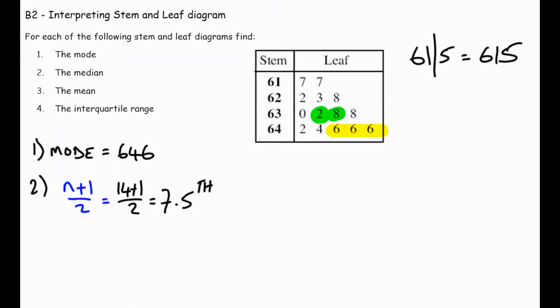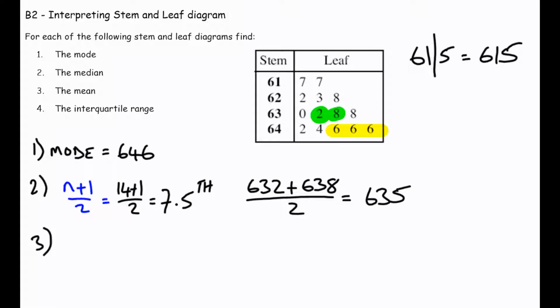As I said before, if I'm looking for the 7.5th, I need to go right in the middle of the 7th and the 8th. The 7th is 632, the 8th is 638. If you're not sure how to find the middle of these numbers, we're actually finding the mean. So we're going to add them together and divide by 2. So I'll get 632 plus 638, all divided by 2, and that's going to give us our answer. Personally, I look at the number 2 and 8, and I know in the middle of 2 and 8 is 5. So my median value for this stem and leaf diagram should be 635.